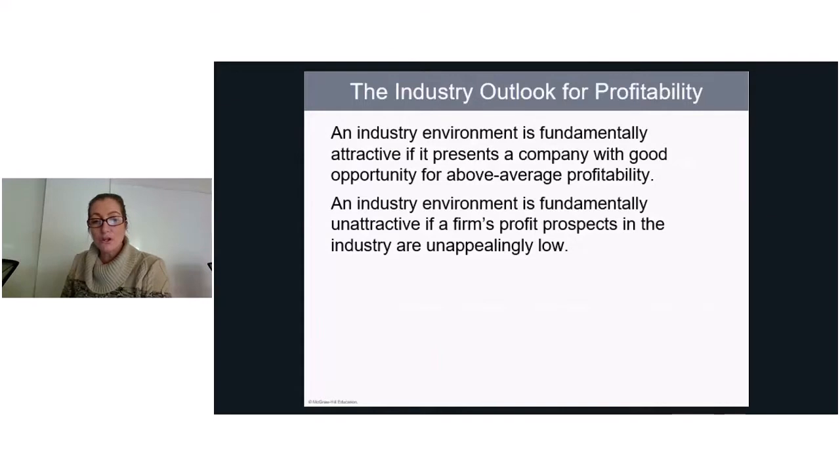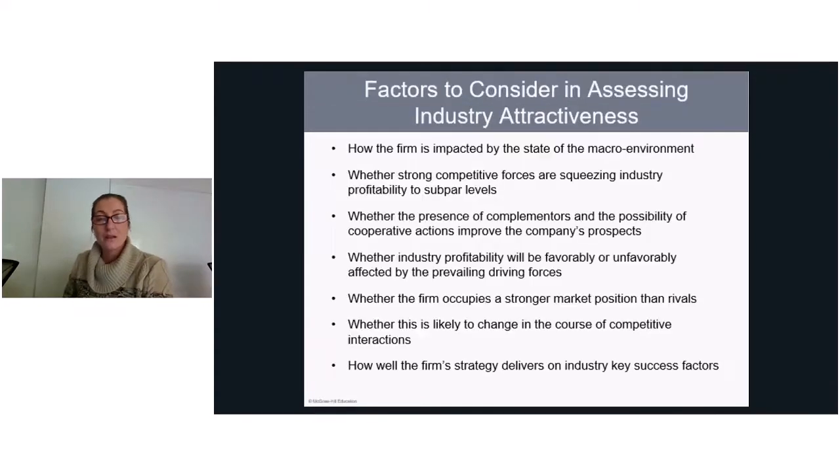There might be white papers that you can draw from, and there may be reports that give information on industry trends and industry outlooks. So an industry environment is fundamentally attractive if it presents an organisation with the opportunity for above average profit. An industry environment is fundamentally unattractive if the firm's potential is low profit. So we might want to think about exiting there.